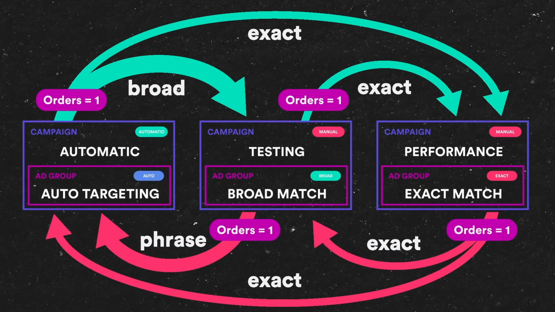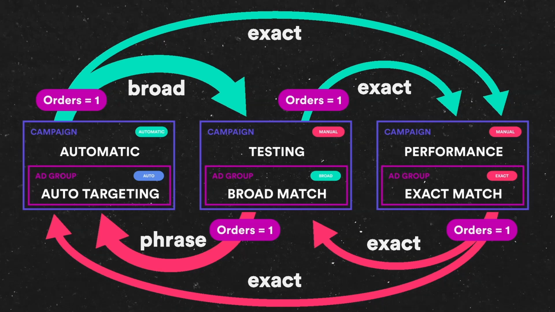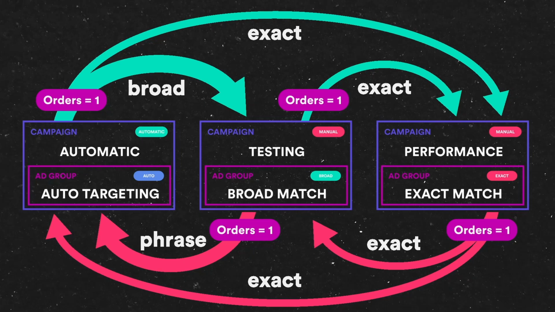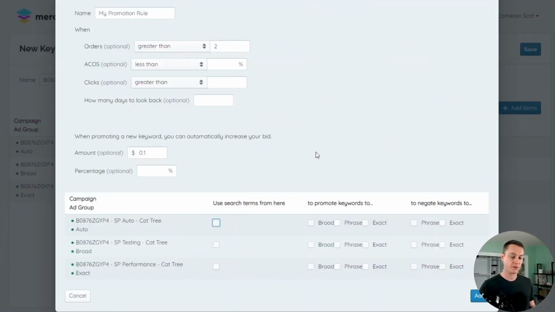Recalling our campaign structure, since all of our actions have the same trigger of one order, we can create all of these actions using just a single rule. First, let's set up our criteria for the trigger, which is orders equal 1 or more. So we're going to change this to greater than or equal to 1 order. Since our trigger is going to be set as soon as there's one order for the search term, we don't need to set up a look back period.